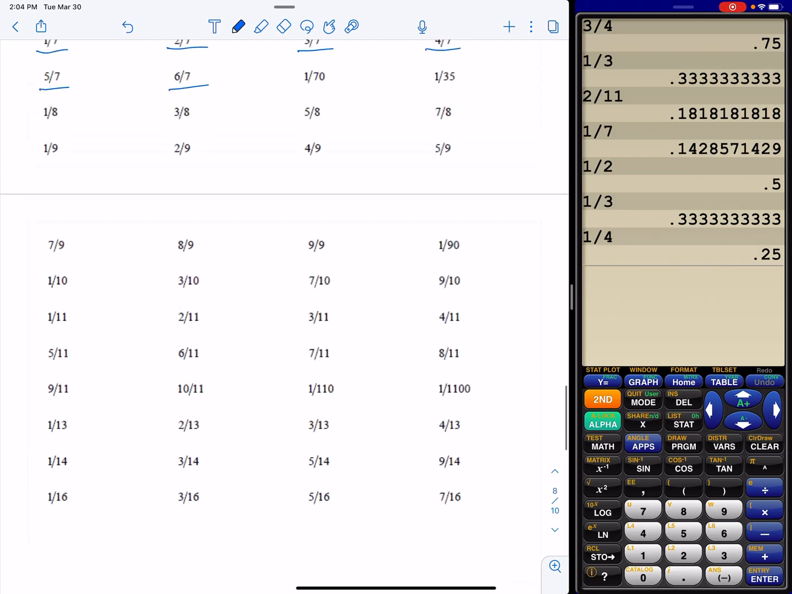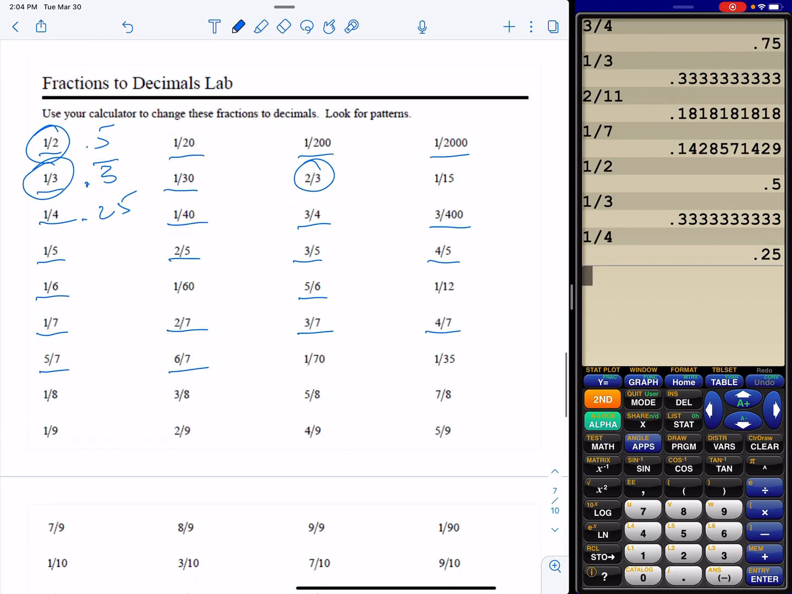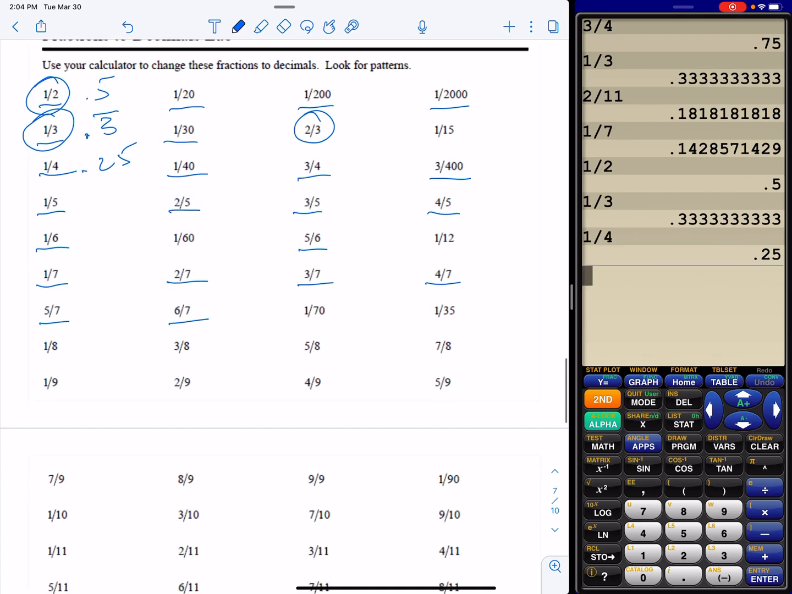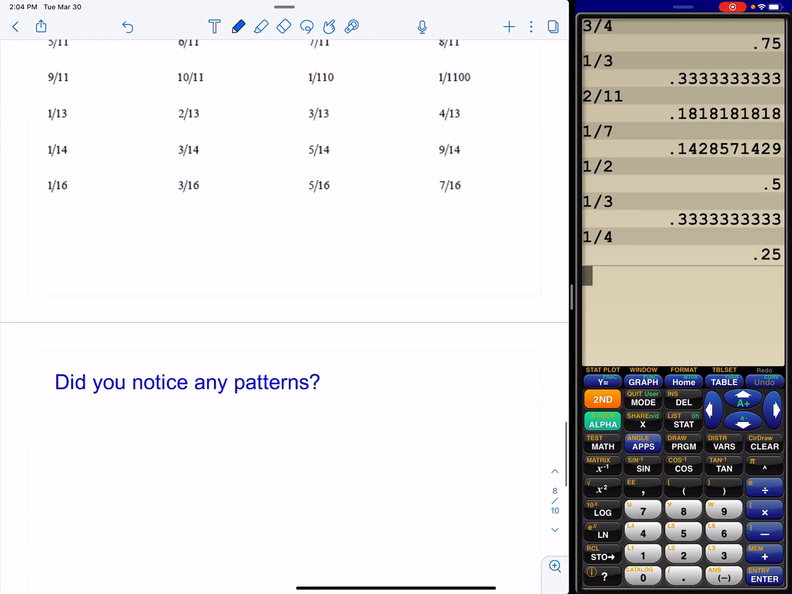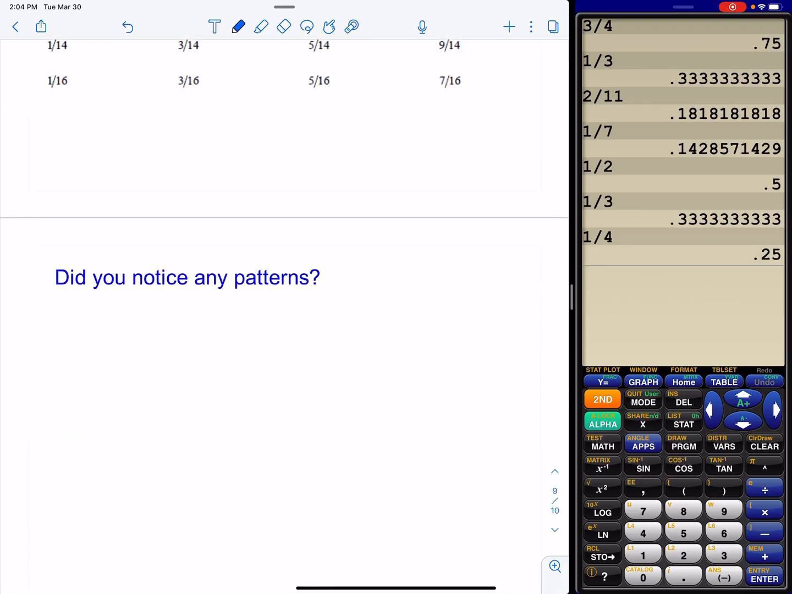So that's what I want you to do today. Take your calculator, whether that be on the computer, on your phone, or whatever, and type each of these fractions in, and give me their decimal equivalents. Then make a list of any patterns that you might see.